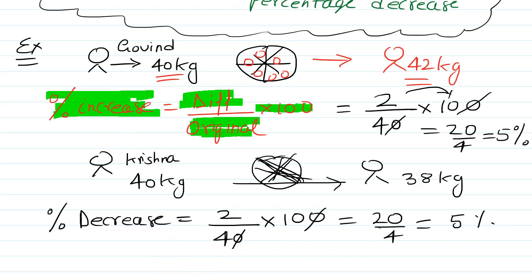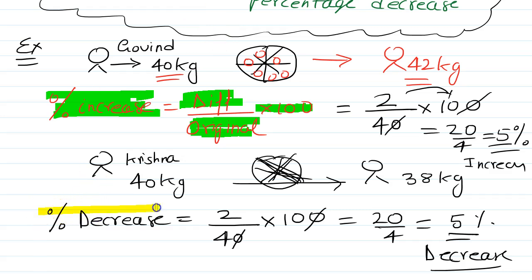So in this case, this 5% is decrease, and in this case this 5% is increase. So you can see how good this formula is. Percentage decrease, that is difference upon original value times 100, and here percentage increase, difference upon original into 100. Yeah, let's do some practice questions.